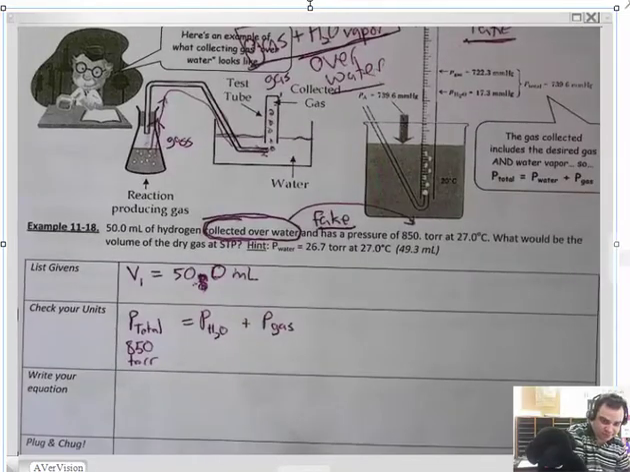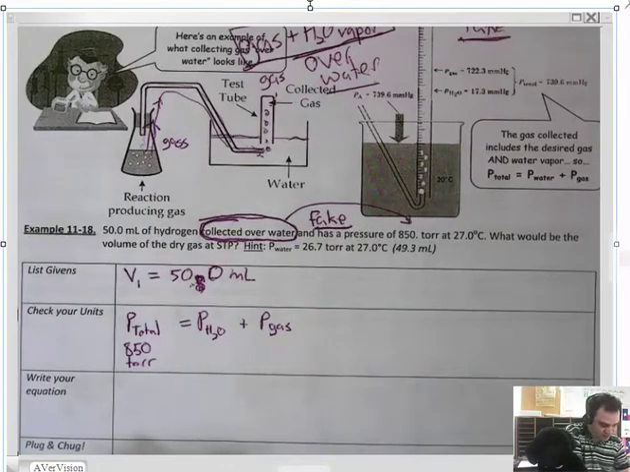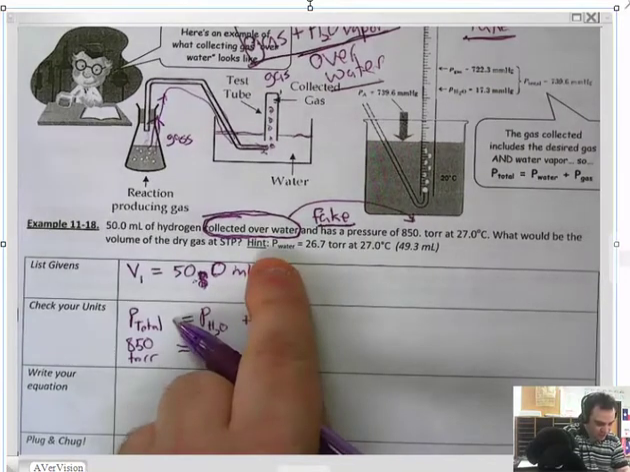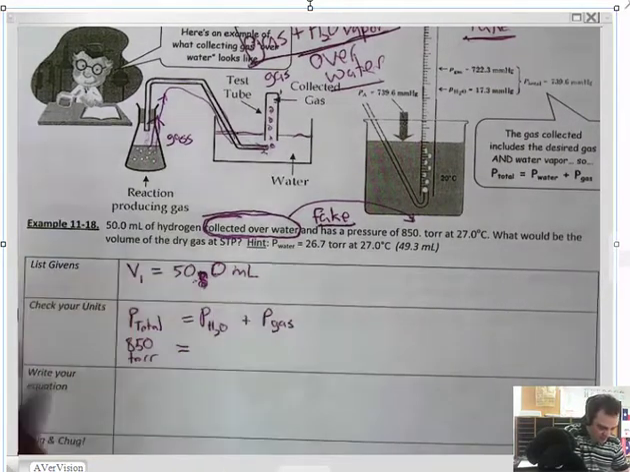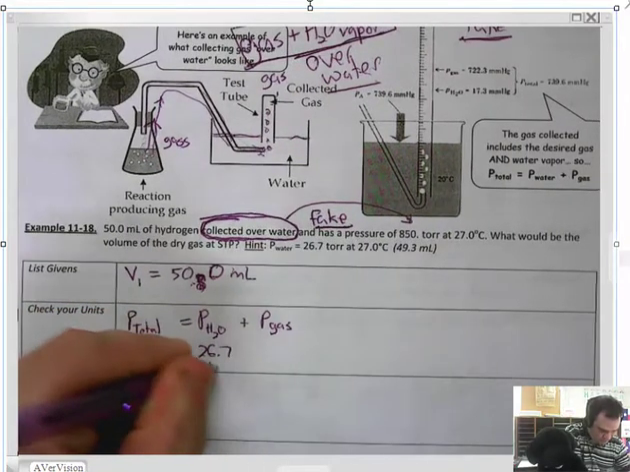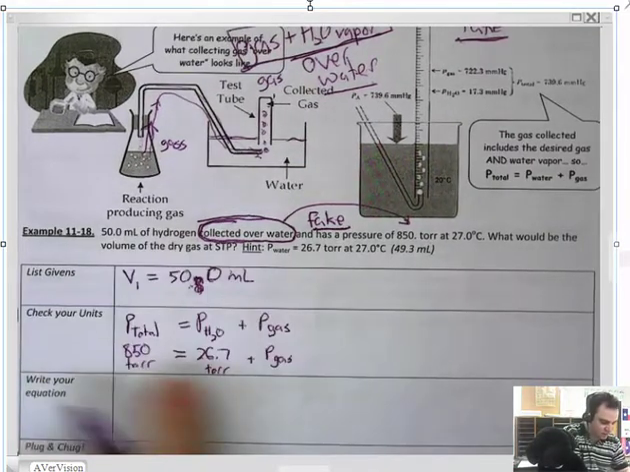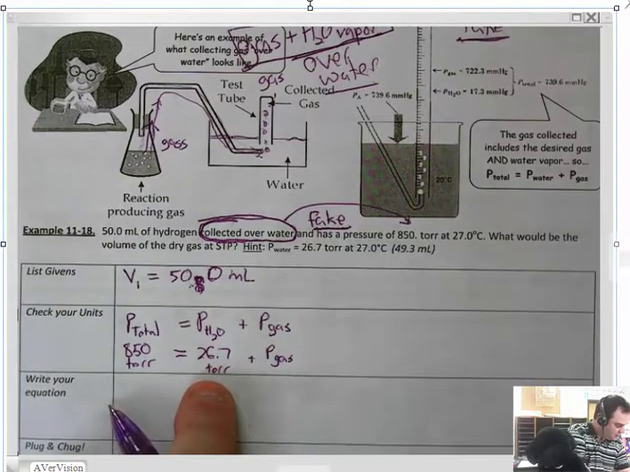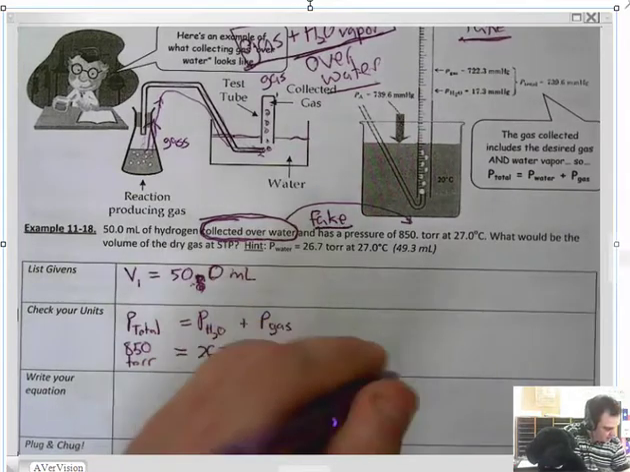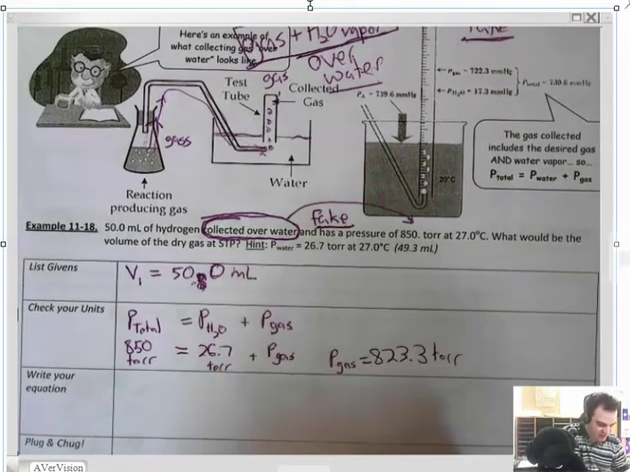You can't see what I'm writing. P total equals P water plus P of gas. Total pressure is 850. That's the fake pressure. There's a hint here: the pressure of water is 26.7 torr at 27 degrees. So we're going to use 26.7 torr here, and then we're going to find the pressure of the gas. So I would subtract 850 minus 26.7, and I would have a pressure of gas of 823.3 torr. That's the pressure I can use.